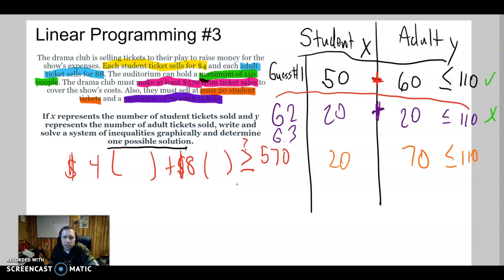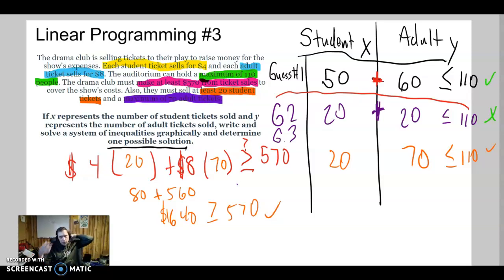So that 20 students plugs into this equation, 20. The 8 adults plugs in for $8 times the adults. And we want to see, does that equal $570 or more? Because this idea of they have to make at least that much money. All right. And so 4 times 20 is 80. 8 times 70 is 560. So 560 plus 80. Well, yeah, I can see that's going to be enough. So 560 and 80 is $640. And that is definitely greater than 570. So yes, this one would work too.